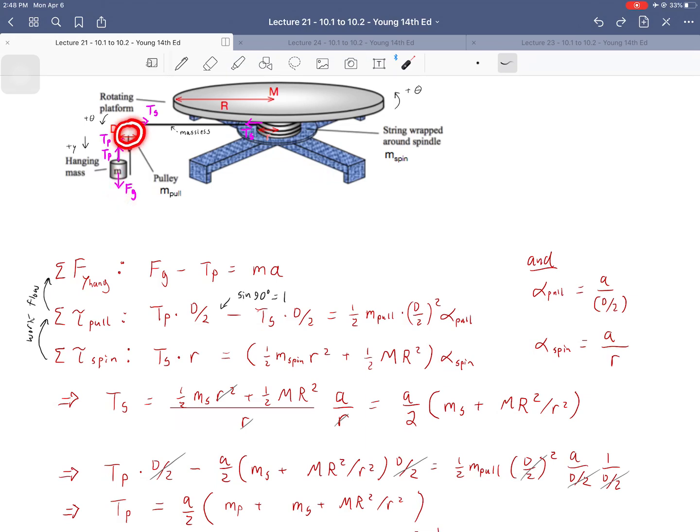You can't have this hanging mass moving down faster than the perimeter of the pulley is spinning, because otherwise the string would have to be changing length, wouldn't it? And you can't have the perimeter of the pulley moving at a different rate than the perimeter of the spindle, because if they were moving at different rates, then the string here, our massless connecting string, would have to be either becoming shorter or longer.